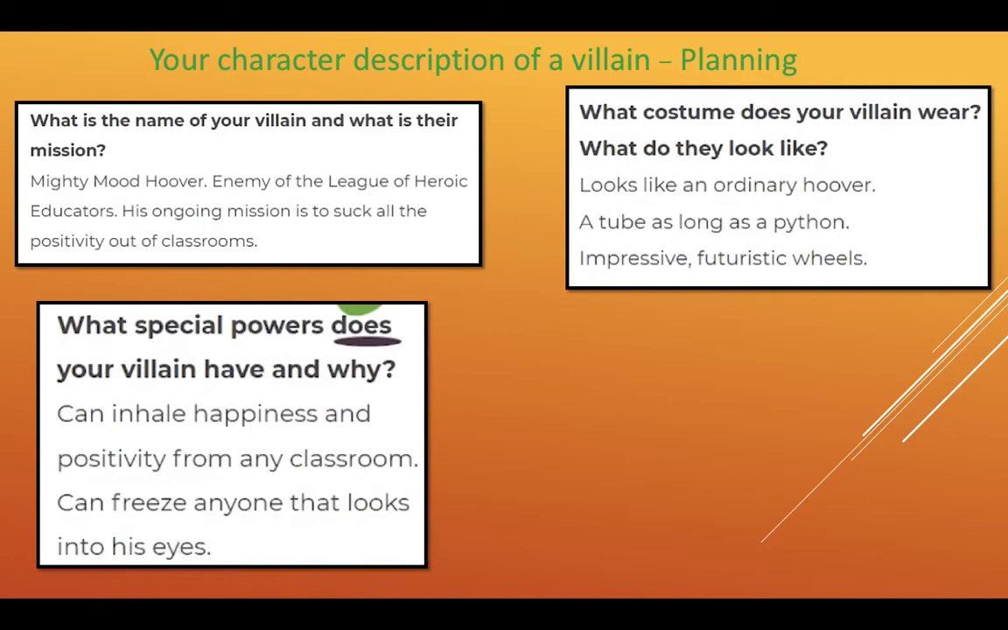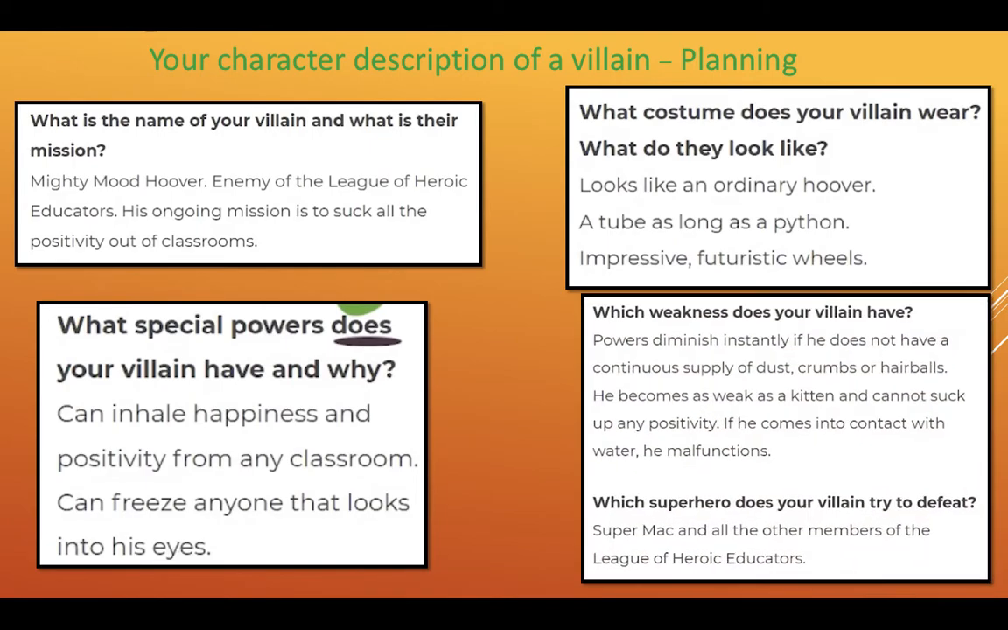What special powers does your villain have and why? Can inhale happiness and positivity from any classroom. Can freeze anyone that looks into his eyes. Don't look into his eyes. Which weakness does your villain have? Powers diminish instantly if he does not have a continuous supply of dust, crumbs or hairballs. He becomes as weak as a kitten, wonderful simile, and cannot suck up any positivity.